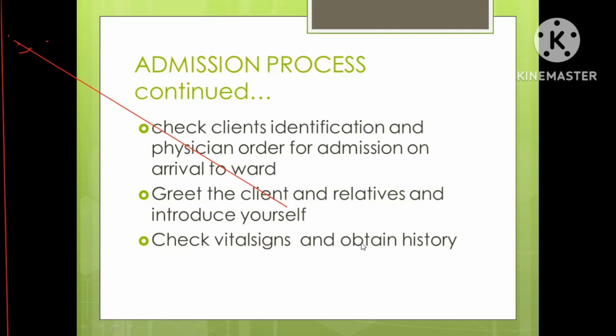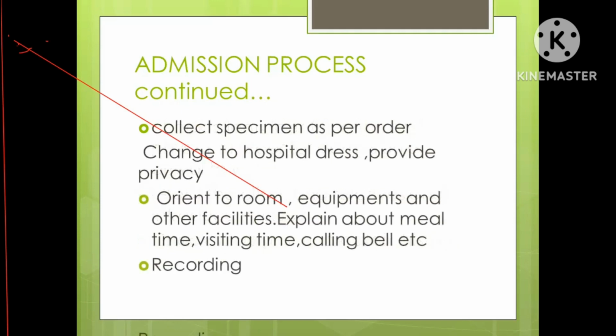Then we can check vital signs and obtain history. Vital signs means blood pressure, temperature, pulse and respiration. These are the cardinal signs. So we have to check the vital signs and obtain history from our part also. That is, we have to ask the health history of the patient and record it in the patient record. So these are some basic procedures when a patient comes to the hospital and the department. And after stabilizing the patient, we can collect specimens as per order.